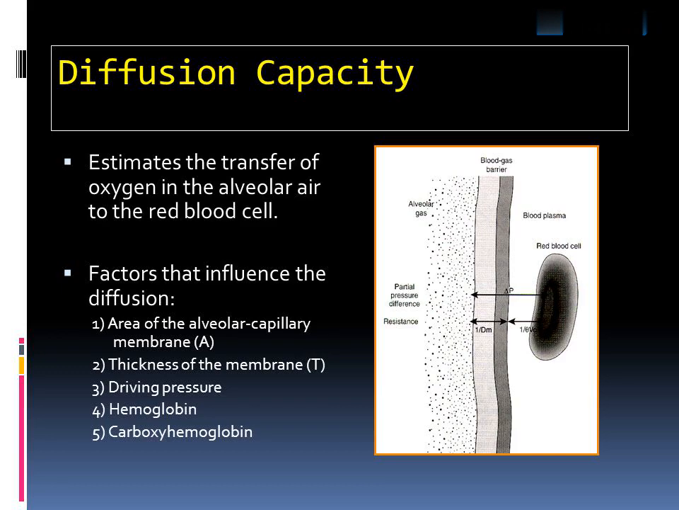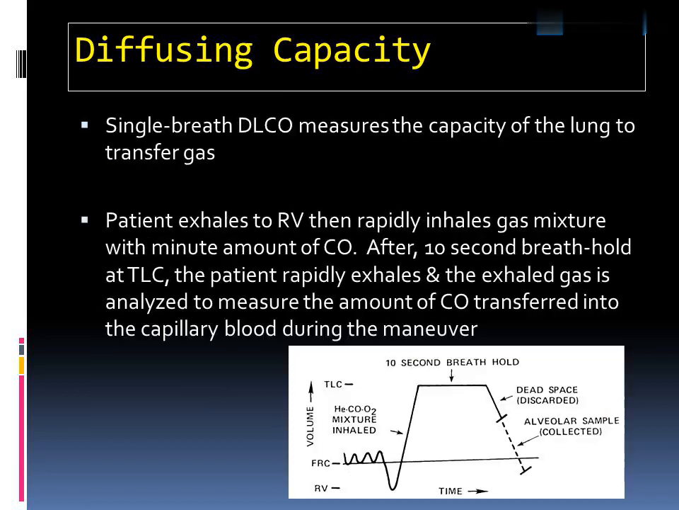Diffusion capacity estimates the transfer of oxygen from the alveolar air to the red blood cell. Factors that influence diffusion: 1. Area of the alveolar capillary membrane, A. 2. Thickness of the membrane, T. 3. Driving pressure. 4. Hemoglobin. 5. Carboxyhemoglobin. Diffusing capacity: single breath DLCO measures the capacity of the lung to transfer gas.